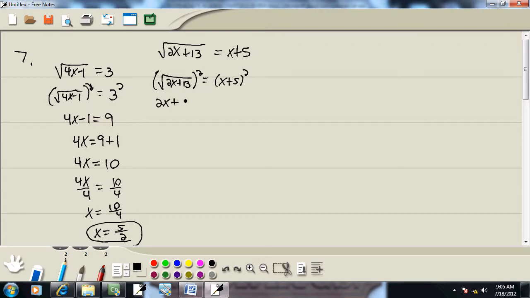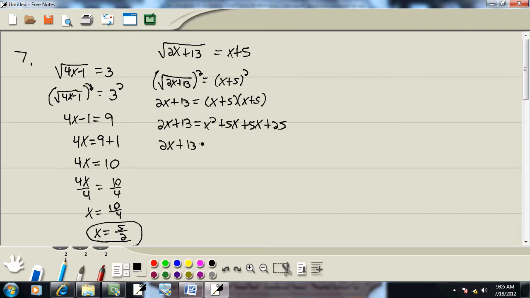And that gives us 2x plus 13. Now over here, we have to take the x plus 5 and multiply it times itself. X plus 5 times x plus 5. Because we have a plus in here, you can't just square the x and square the 5. Well, when I do that, x times x is x squared, x times 5 is 5x, 5 times x is 5x, 5 times 5 is 25.